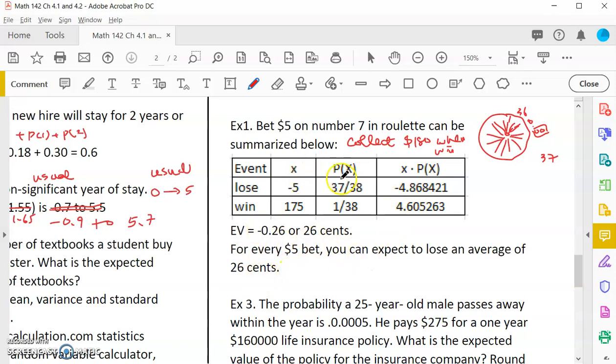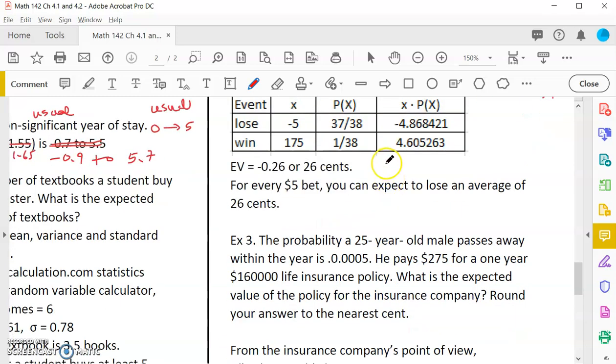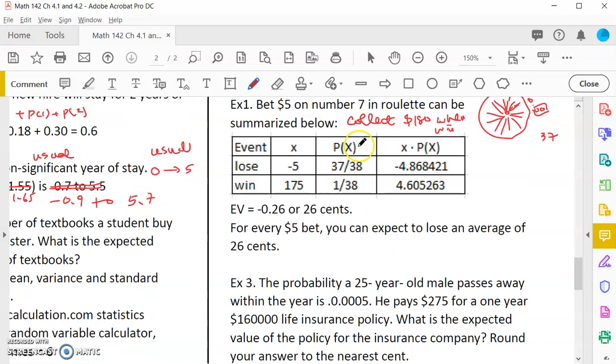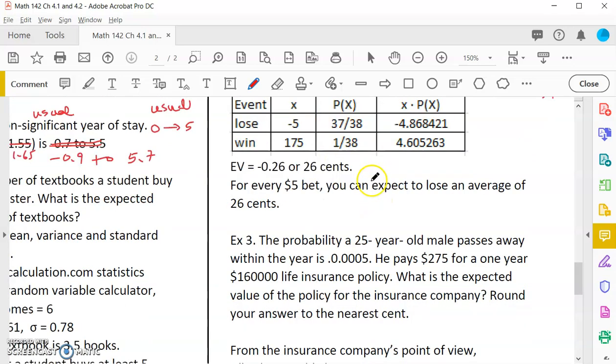You multiply these two numbers together, round it, and then 5 over 37. Yeah, let's try. So you can do it that way. Sometimes your probability, you have to figure it out yourself.